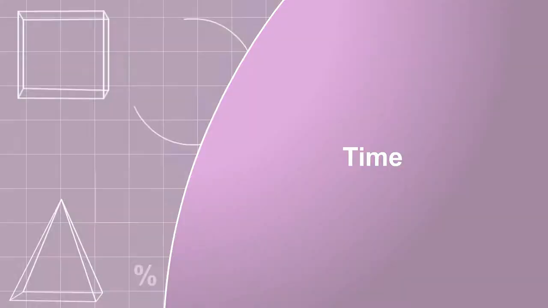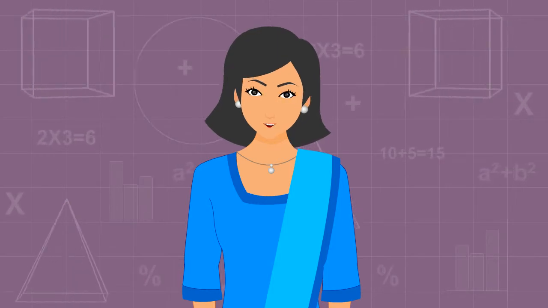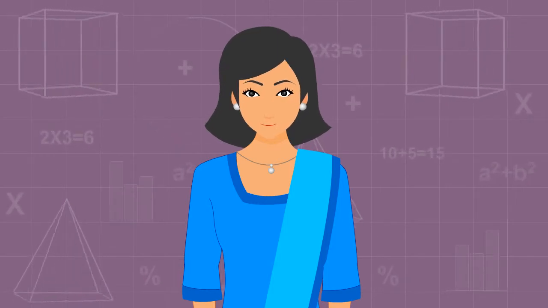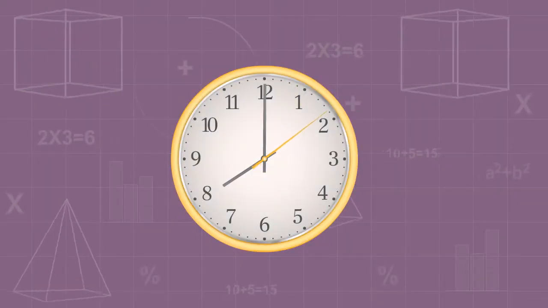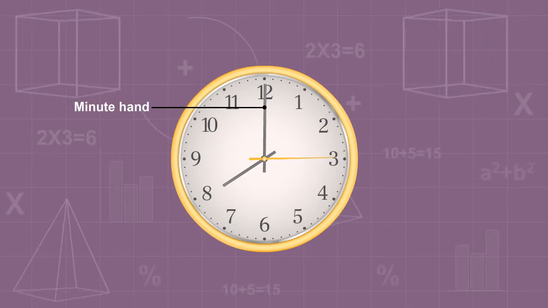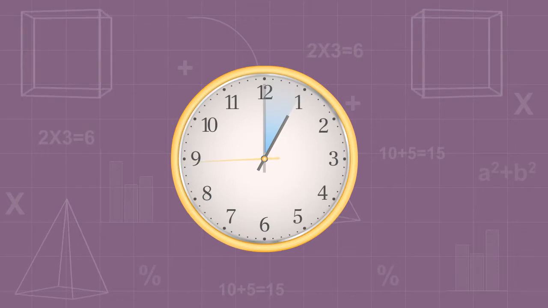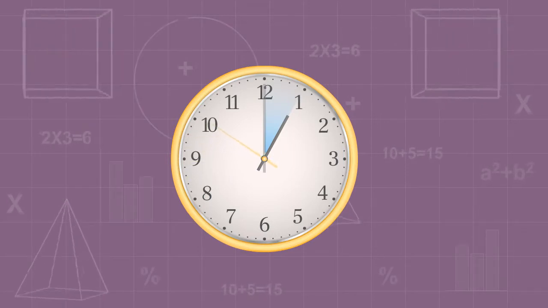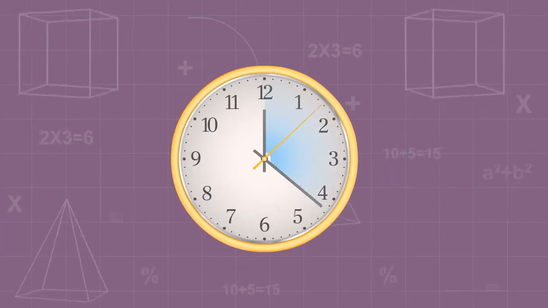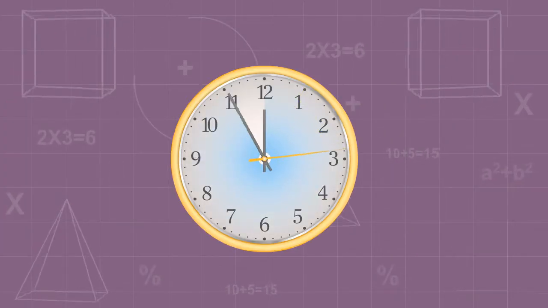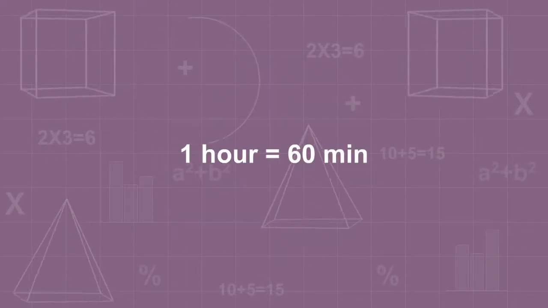Time. Hello friends, as you have already read about the concept of time in the previous classes, let's revise about the clock. The longer hand in the clock is the minute hand, while the shorter hand is the hour hand. It takes 1 hour for the hour hand to move from one number to the other number. The minute hand takes exactly 1 hour to go all around the clock. 1 hour is equal to 60 minutes.